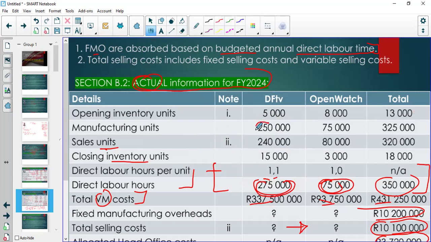It's 250 plus 75. So what we had available: originally, at the beginning, we had 5,000, then we produced 250,000 more. So the units available during the year, the total is 255,000. And for this guy, the total is whatever. Is it 83,000 or whatever it is? Then we have 15,000 units remaining, 3,000 units remaining. Brilliant. So let's now go and apply that.